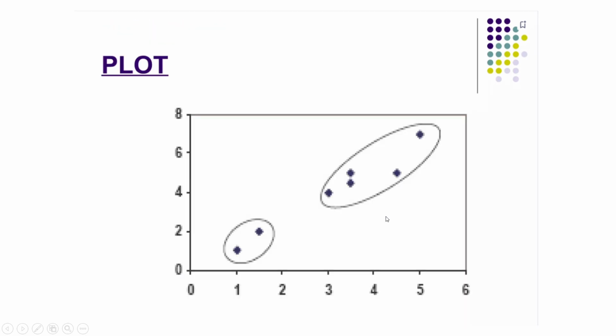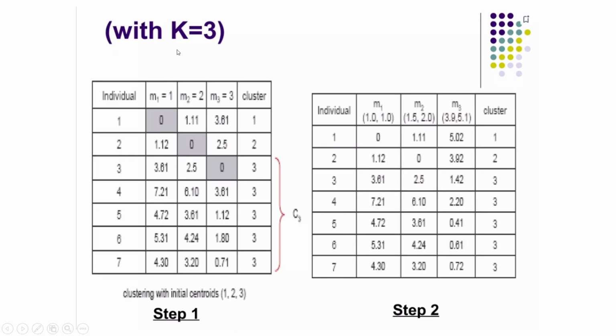What happens if the k value increases? Let's see that also. We will take 3 points as centroids. I am choosing the initial centroids as individuals 1, 2 and 3. In step 2 we will continuously update the centroids, get the distance from each point to the centroids, and update this table to get the clusters. Here, when the k value increases, 1 belongs to one cluster with no change, but 2 belongs to the second cluster, and 3, 4, 5, 6, 7 go into the third cluster.